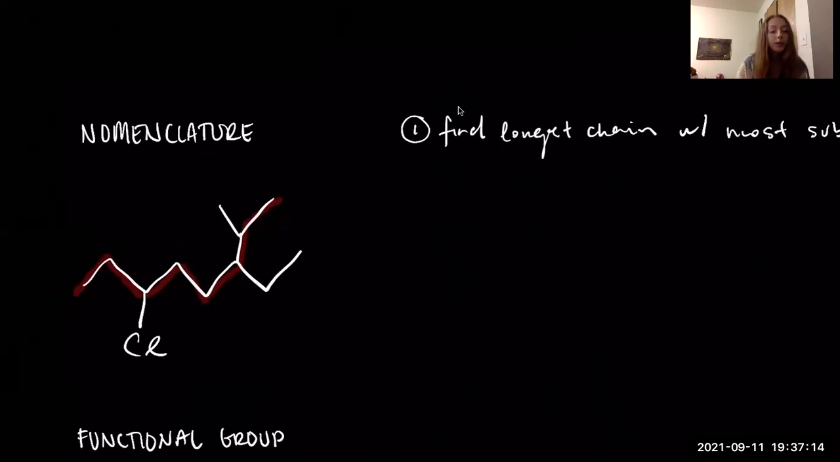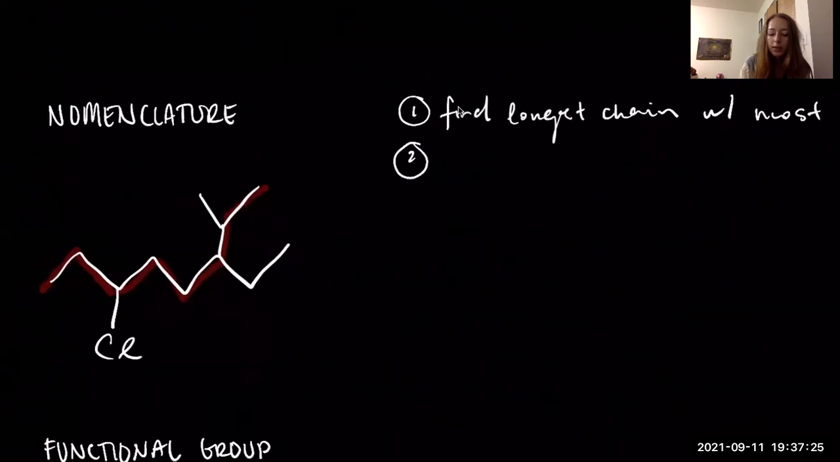And then we have to ask ourselves, which direction are we going in? Are we labeling this way, left to right, or are we labeling it right to left? So in that case, we need to ask ourselves to find which side we are going to start from. Start from the side in which you hit the first substituent first.